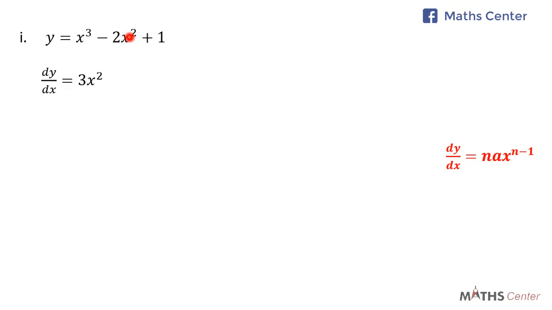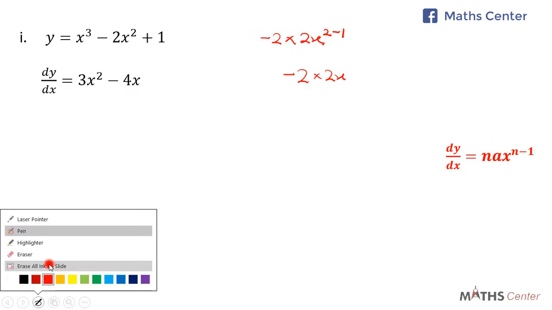2 will drop, so you have negative 2 times 2x. Then you reduce the exponent on x by 1. So that will be negative 4x, because you have negative 2 times 2x exponent 2 minus 1, and 2 minus 1 gives us 1. So negative 2 times 2x will give us negative 4x.